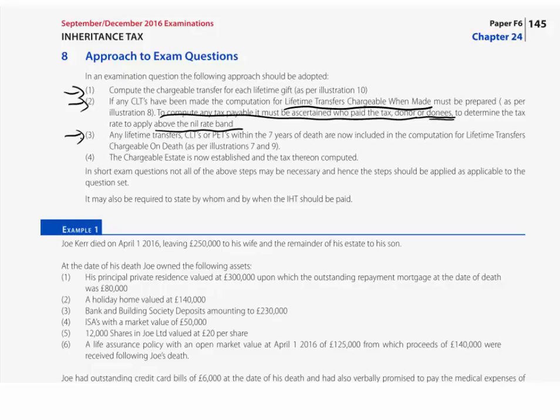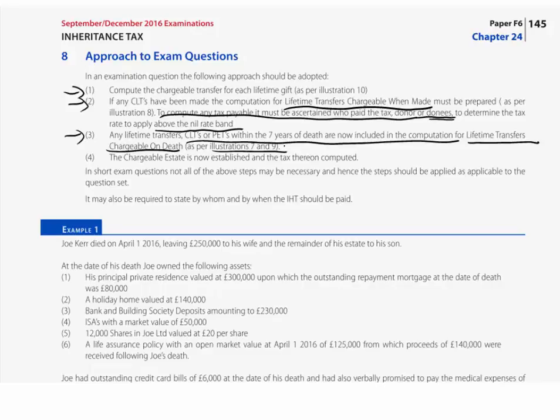Thirdly, any lifetime transfers, CLTs or PETs, that fall within the seven years of death are now included in the next computation. What is it headed? Lifetime transfers chargeable on death. Again, we've seen that in illustrations 7 and 9. Go back and look at it.